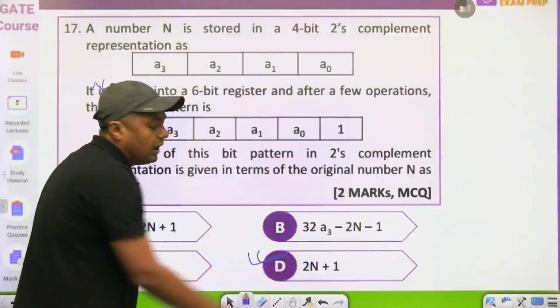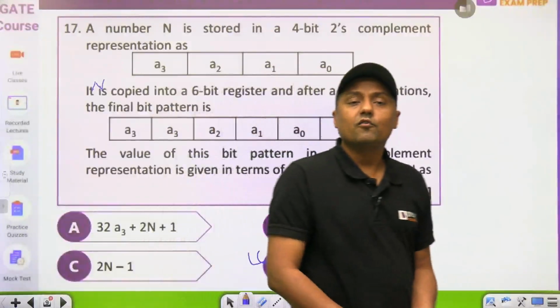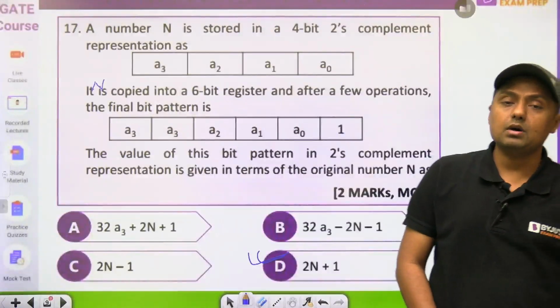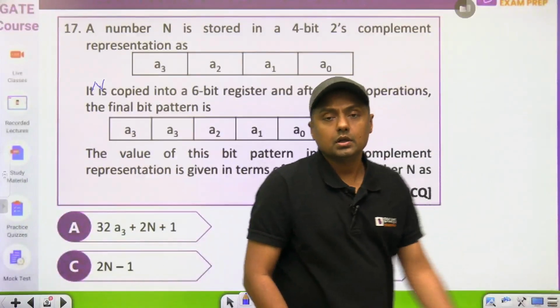D for Delhi. And that is a very, very good question from what? Number system, guys. Number system. Very, very important one. Now, next one.